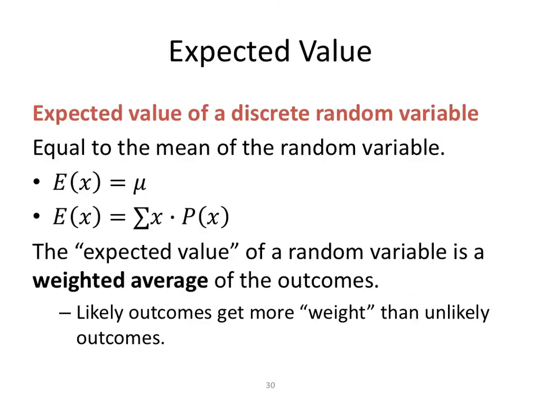Expected value of a discrete random variable is equal to the mean of the random variable. So this is very important that you remember it. The expected value of a discrete random variable is equal to the mean of the random variable. So remember, the mean is the sum of all the x times p of x. So that means the expected value of a random variable is a weighted average of the outcomes. Likely outcomes get more weight than unlikely outcomes.